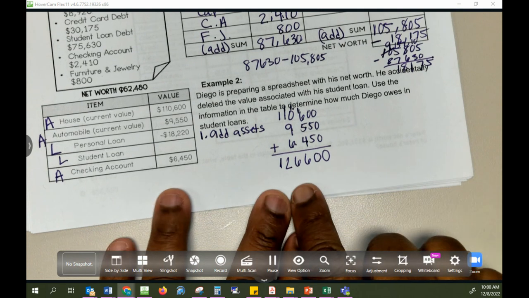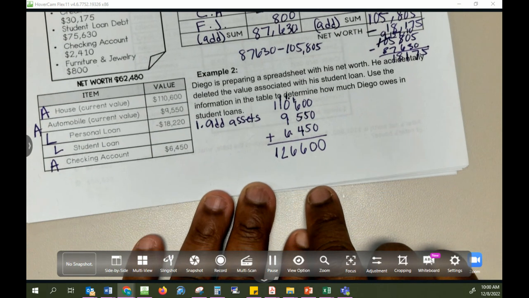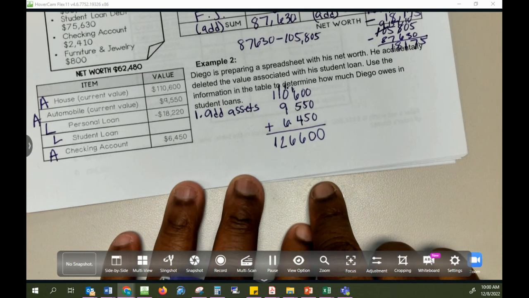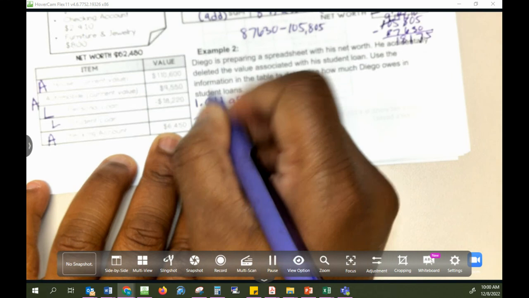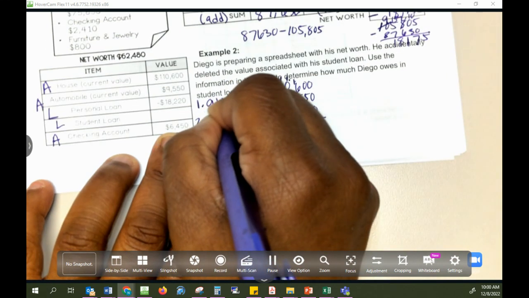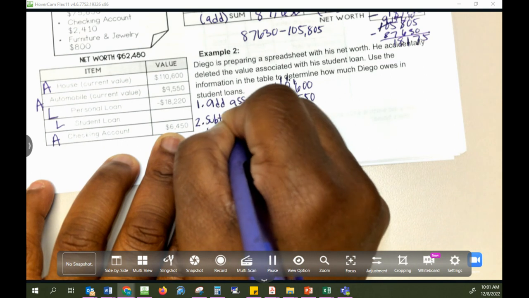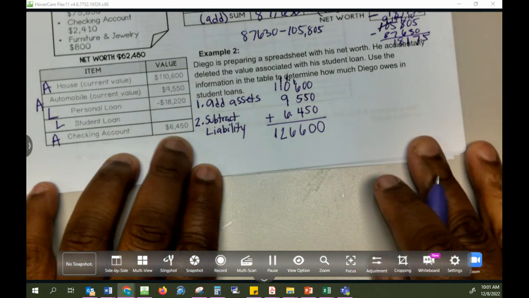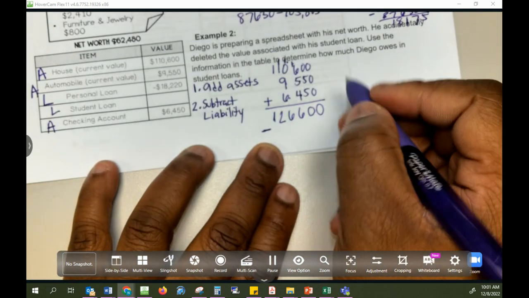So now that I have what his assets are, I need to subtract his liabilities that we know of. So number 1, we add the asset. Number 2, we're going to subtract the liability. So I'm going to subtract the 18,000.